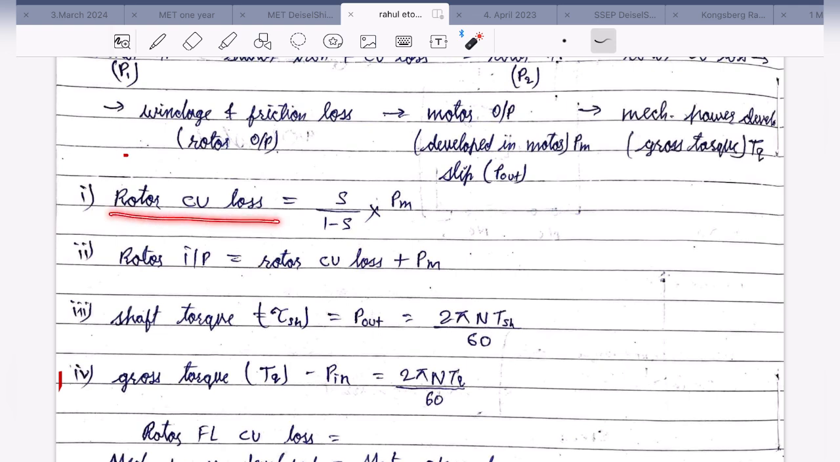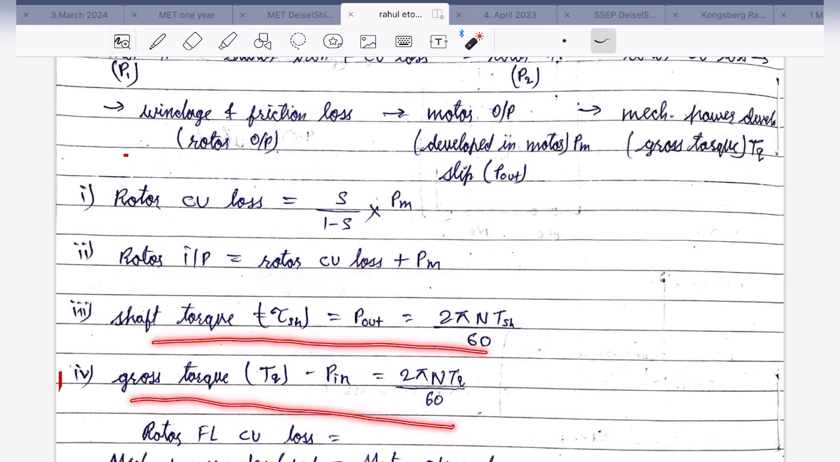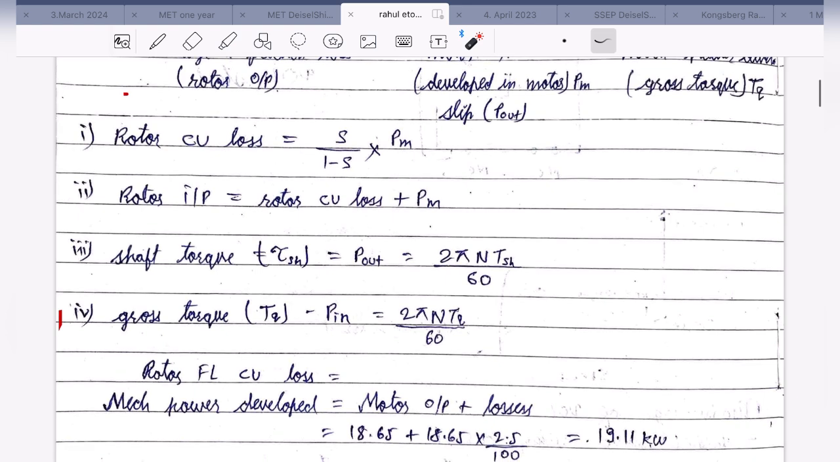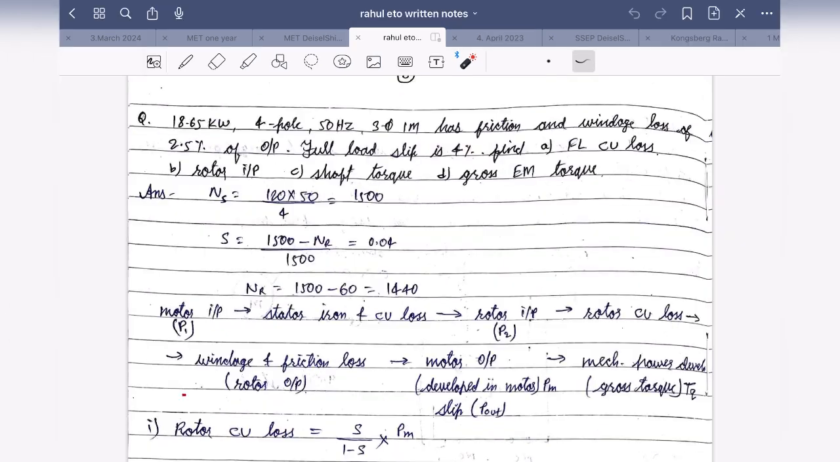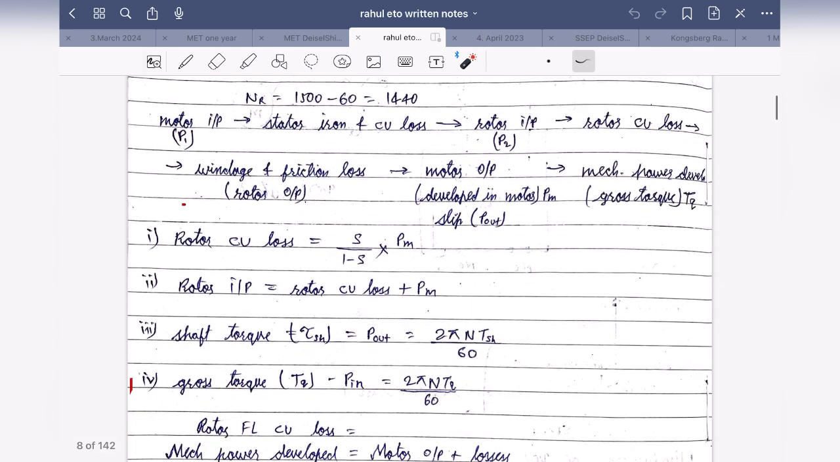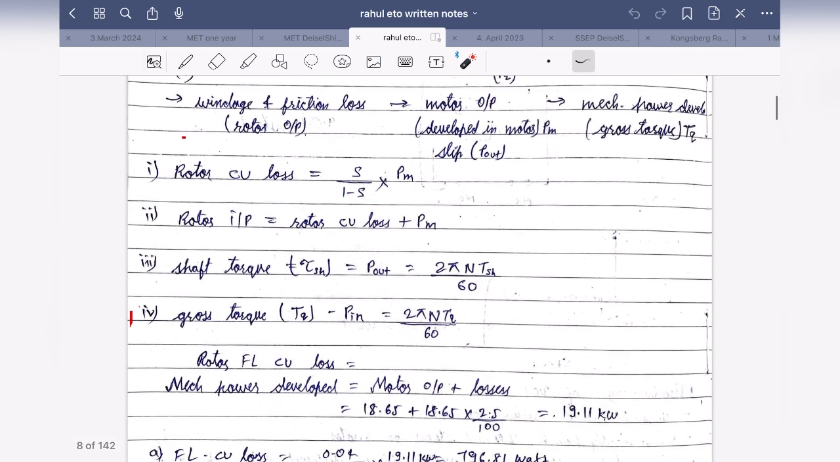First of all, rotor copper loss in terms of slip and Pm, rotor input in terms of rotor copper loss and Pm, shaft torque and gross torque. If you remember these four formulas, you can solve this question. The first part, question A, is full load copper loss. The formula of rotor full load copper loss is S by (1 minus S) into Pm. P is the total power, the motor output power.